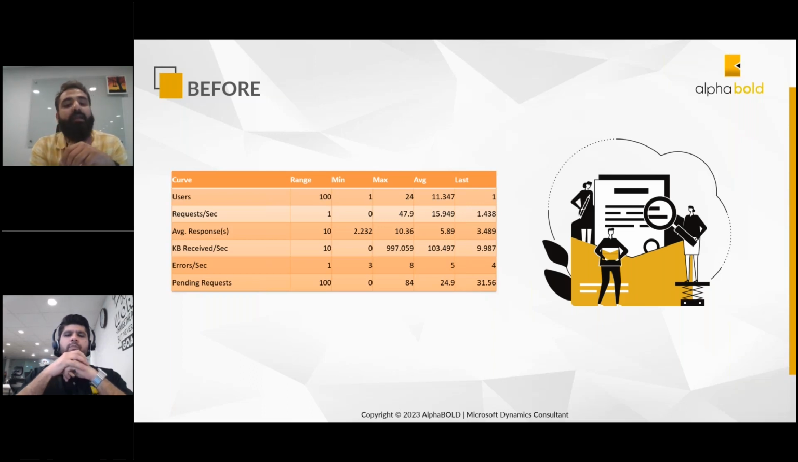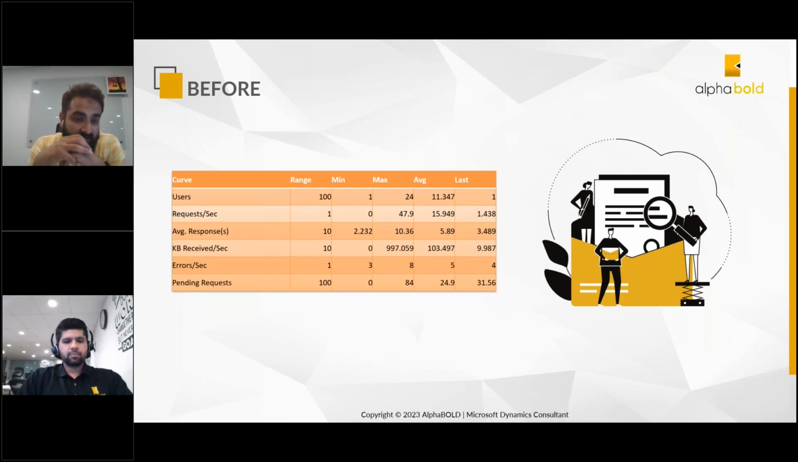Similarly, the average response time can be treated in seconds, but mostly it is given in milliseconds. But we have converted it into seconds. For the average response time, the minimum was 2.23 seconds and the maximum was 10.36 seconds. This depicts that the application was extremely slow, or the server which was set up to host that application was not capable enough to handle this much user load. So the response time was higher in this case, and the average response time was 5.89 seconds.